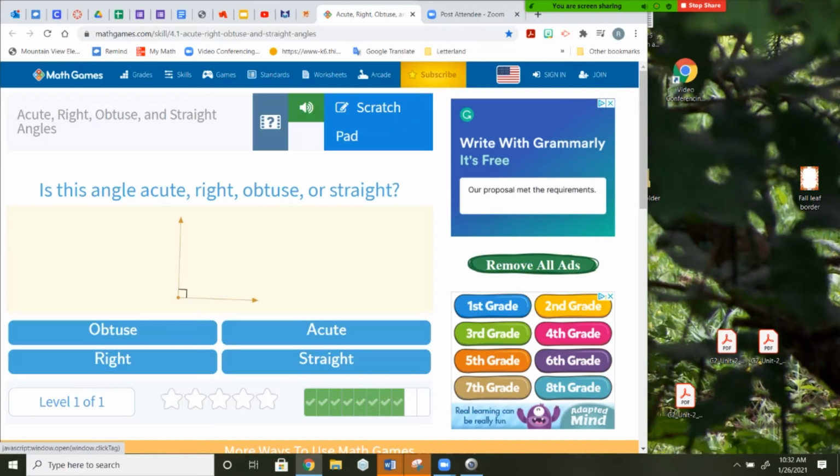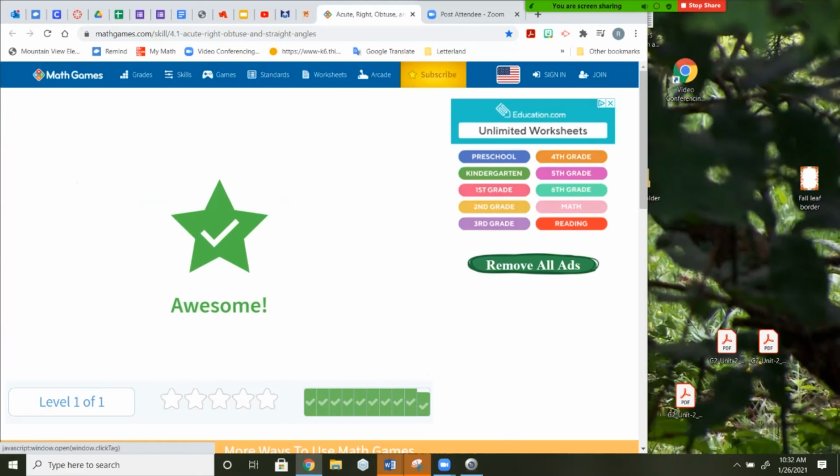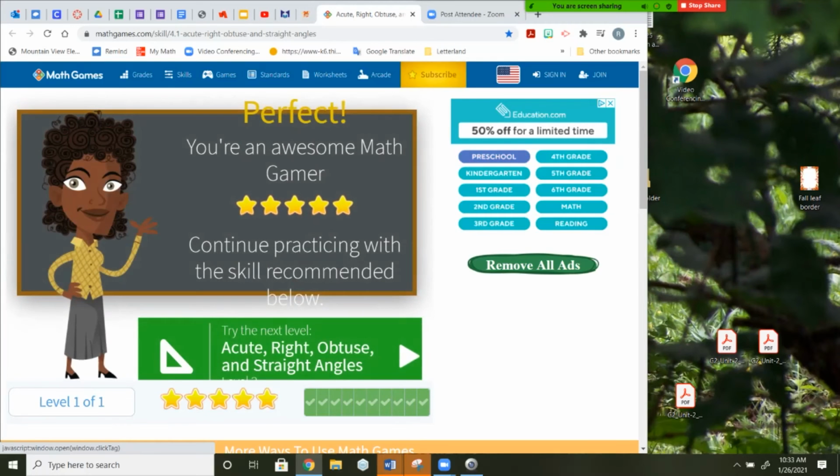Two more to go. What about this one? Is it acute, right, obtuse, or straight line? Right. It's giving you a hint with that square. Right angle. Oh, is this one acute, right, obtuse, or straight? Straight. It's a straight line. Yeah. Straight. Perfect. You're an awesome math gamer. So you helped me be an awesome math gamer.